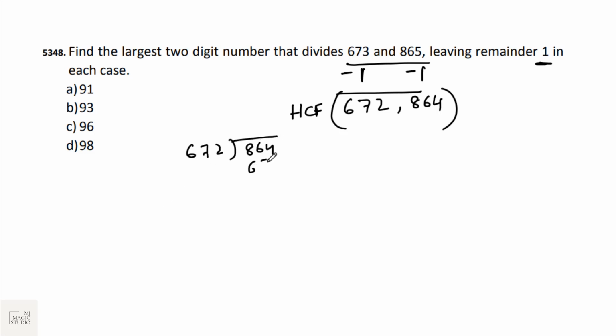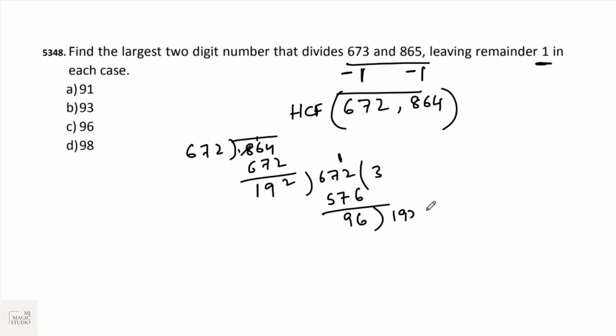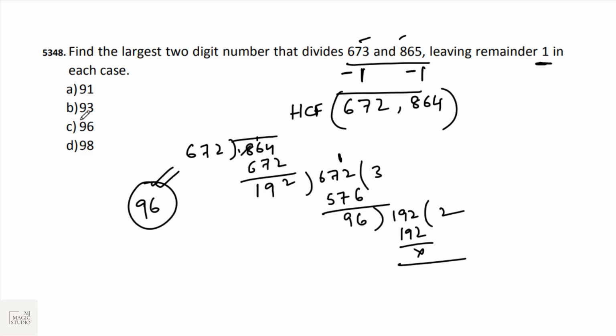672, 864, I'm using the traditional method. 672, how many times will it go? 1 time. Then the remainder is 192. 672 goes 3 times into... 96, 192, it will go 2 times. That means the HCF is 96. 96 is the largest two-digit number which, when it divides these two, will leave remainder 1 in both the cases. Great. Option C is the pick.